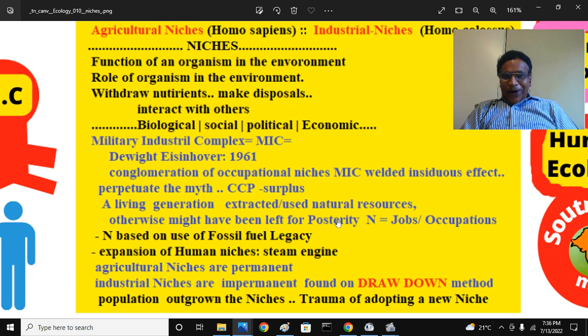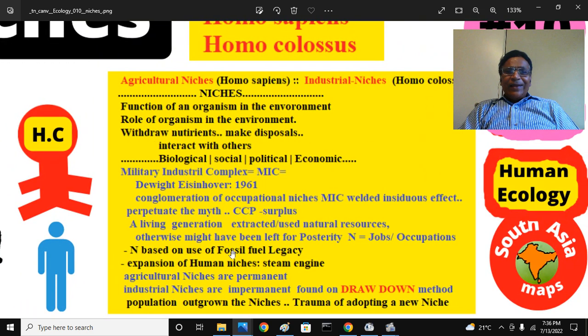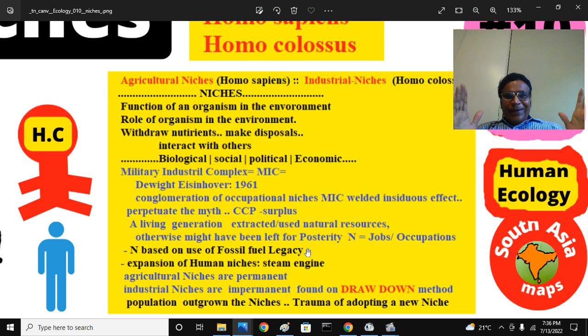So niches in a modern sense, we can say the jobs, your occupations. In modern times we are living in niches based upon the fossil fuel based legacy. All our modern society runs on this, the internet and software jobs, the political niches are fossil fuel based niches. They are a fossil fuel legacy. That means the expansion of these niches occurred when the steam engine was invented, then oil was discovered, and we developed the military industrial complex and these special niches.